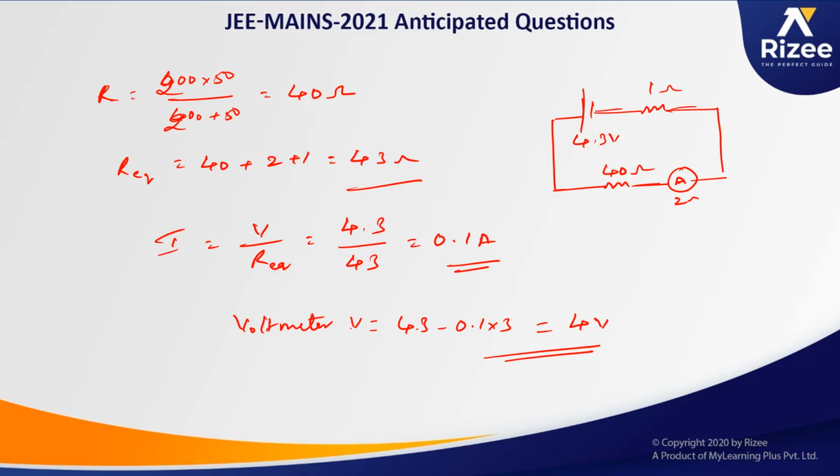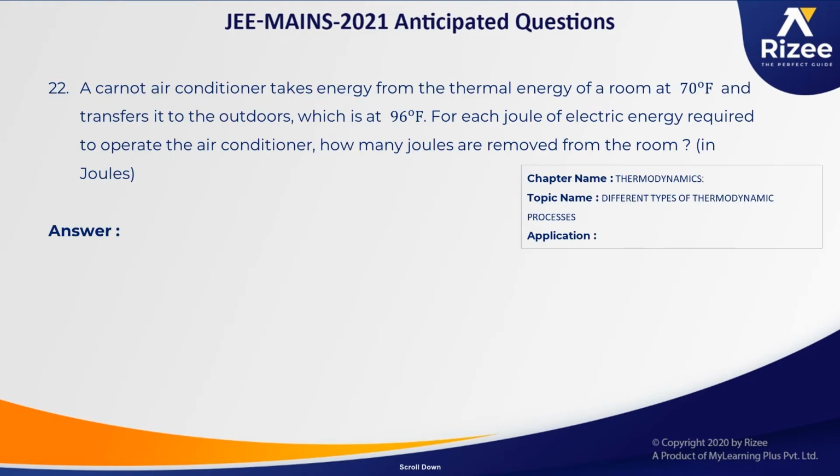Coming to the next question. It's a Carnot AC air conditioner. See how thermodynamics, Carnot, is a very important chapter. This is the second question that we have got in this particular paper. It's very important. Please go through it.